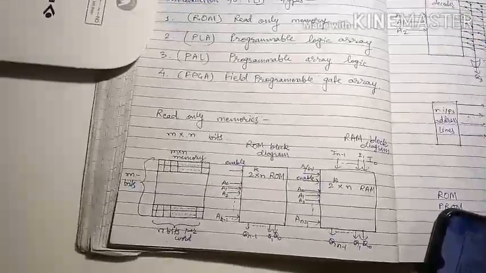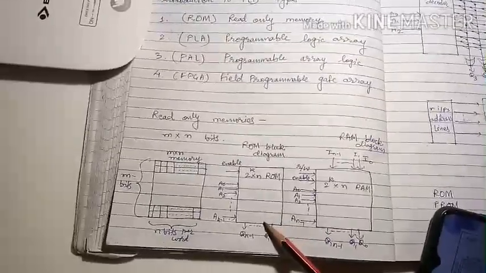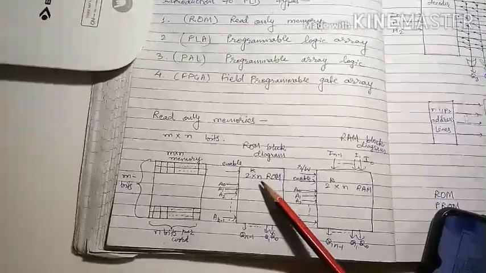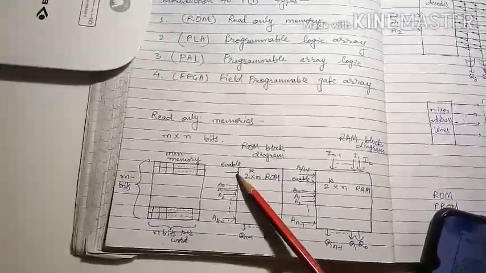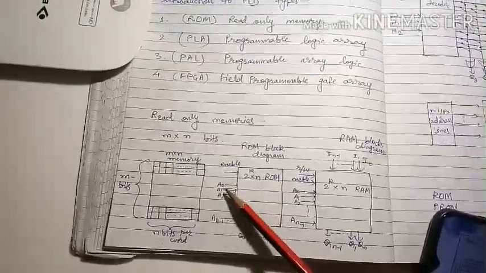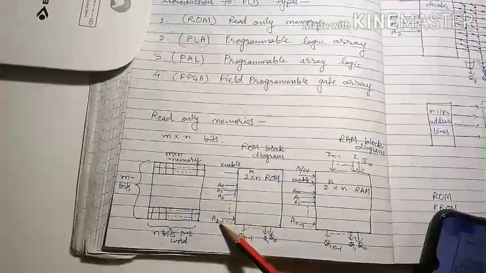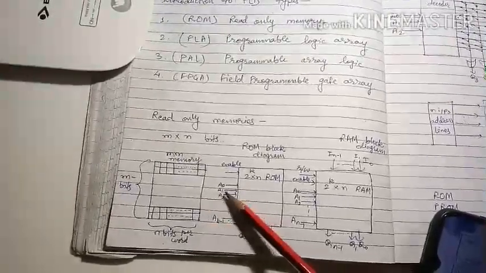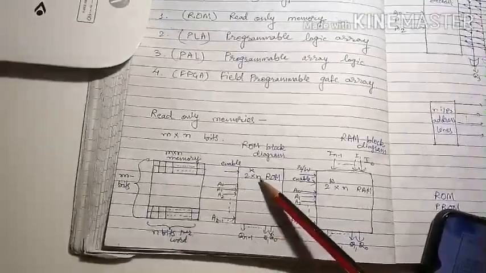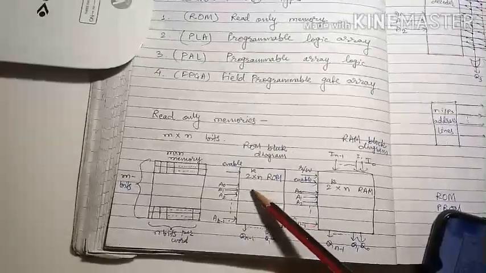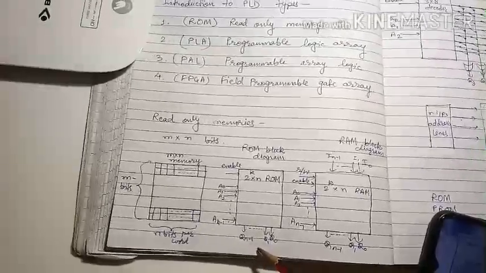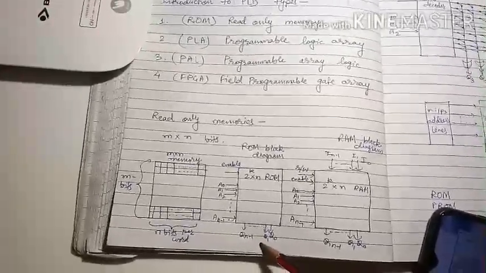Now the second diagram, this second diagram is the ROM block diagram. Here it is 2 raised to k by n ROM. So one input signal is enable. There are input signals A0, A1, A2 up to A k minus 1. Total k input lines are there. N bits can be stored. So output is Q0, Q1 up to Q n minus 1. So total n outputs will be there.